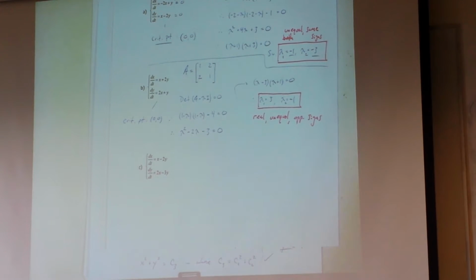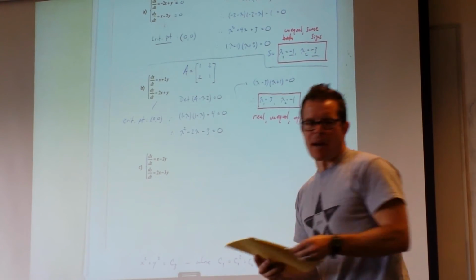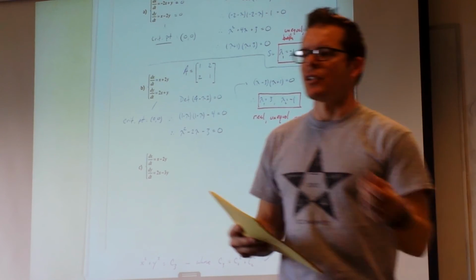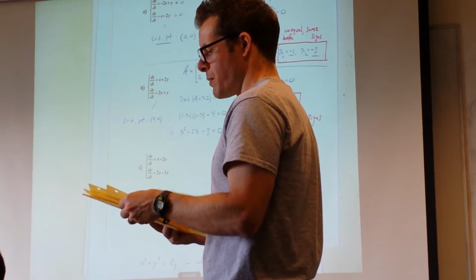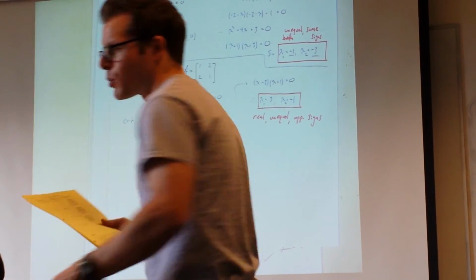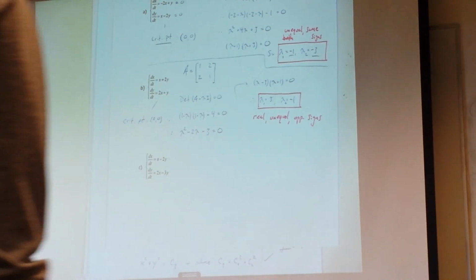I'm going to hand you this. Now, I'm not going to ask you to memorize all the different possibilities: real, same sign, both positive; real, both negative; real, opposite signs, unequal; real, equal; complex.